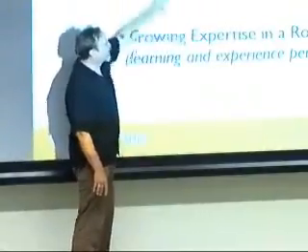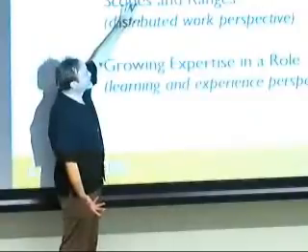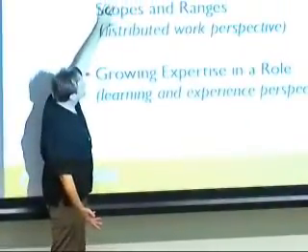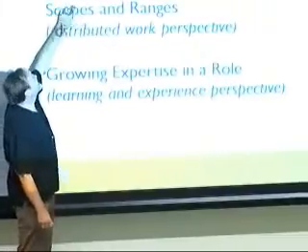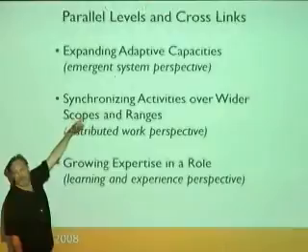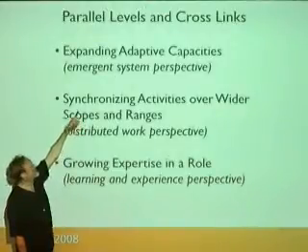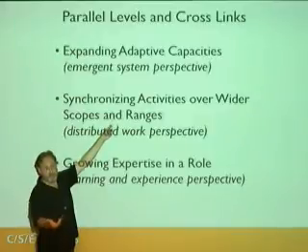You can think of it as 3 cross-linked levels. Right? Growing expertise in a role, which partly is related to how a role participates in joint activities with other groups. Right? And so we have our distributed work perspective, synchronizing activities. But synchronizing activities is related to the ability to expand adaptive capacity, right, as an emergent property, resilience of a system. What makes for resilience in a system? Well, better synchronization. For example, cross-checks.